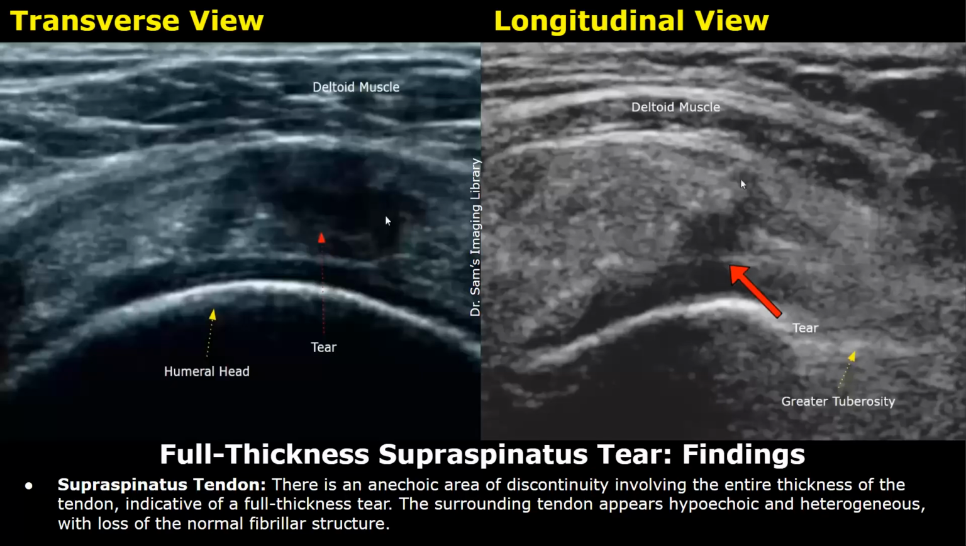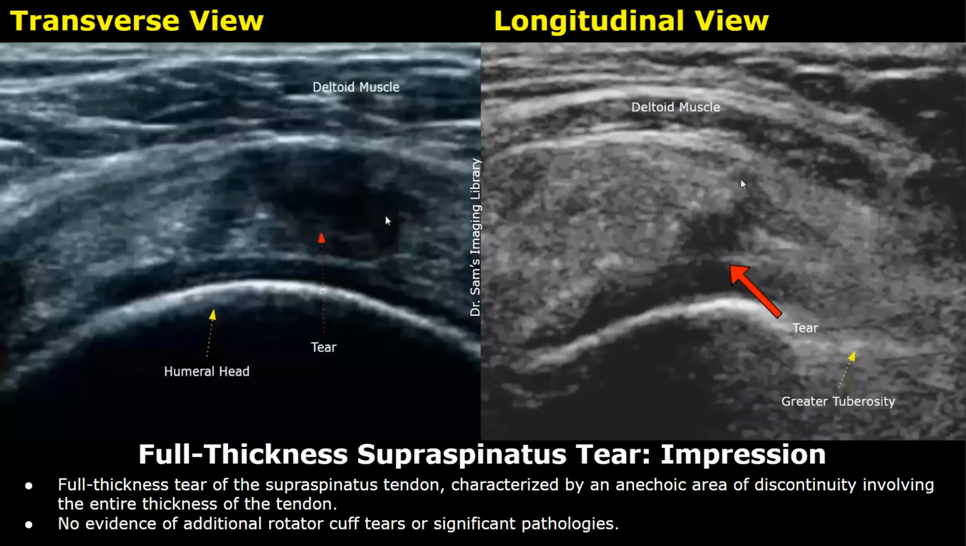Here are the findings. Supraspinatus tendon. There is an anechoic area of discontinuity involving the entire thickness of the tendon, indicative of a full thickness tear. The surrounding tendon appears hypoechoic and heterogeneous with loss of normal fibrillar structure.